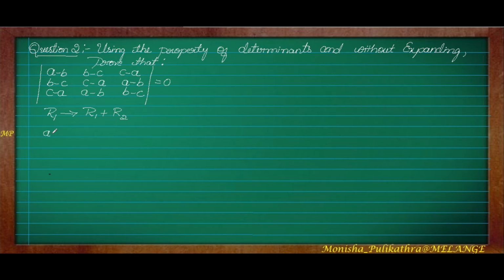So row 1 is a minus b plus b minus c, b minus c plus c minus a, and c minus a plus a minus b. You have to be careful because I am adding row 1 and row 2. This is row 1, row 2, row 3, and column 1, column 2, column 3. The rest of the elements you write as it is; only the first row changes. Next, b minus c, c minus a, a minus b, and b minus c.